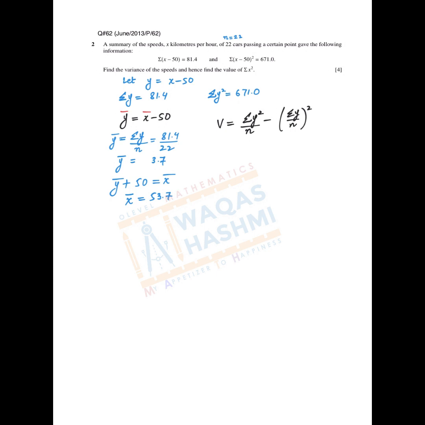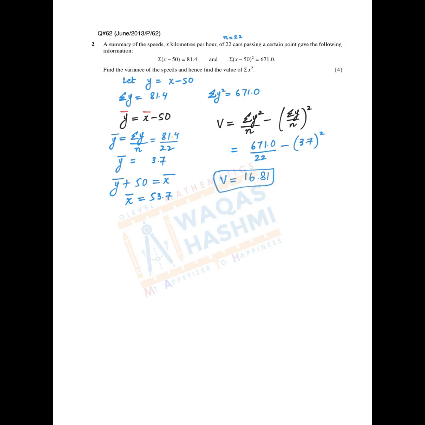We have the values, we need to assign the values. Summation of y square is given as 671.0, divided by n which is 22, minus the value of mean that we had, which is 3.7 whole square. By solving it, you can get the value of variance here, which is equal to 16.81. That is your variance.